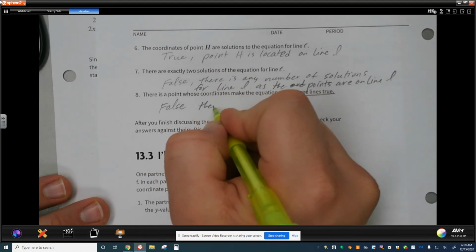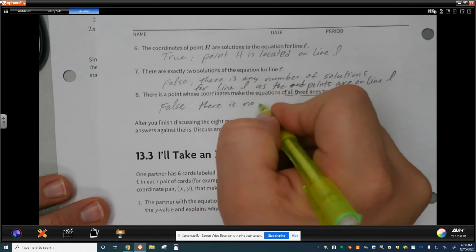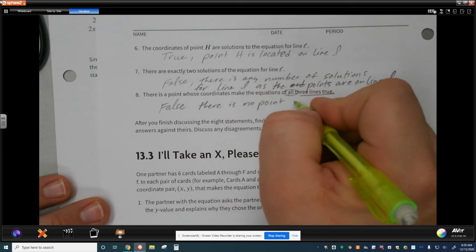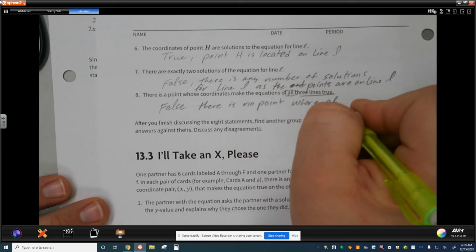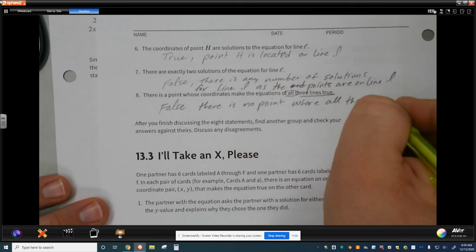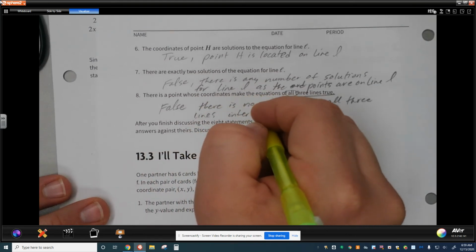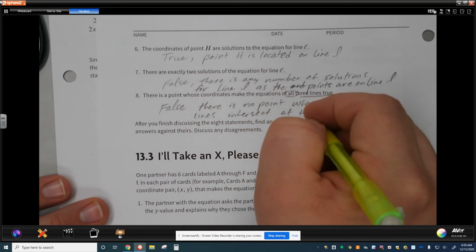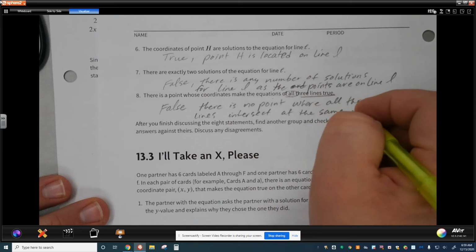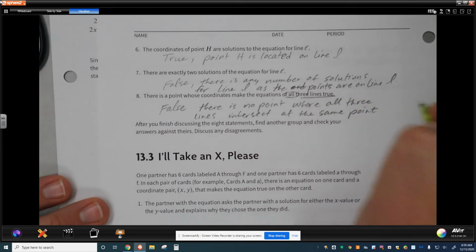There is no point where all three lines intersect at the same time or at the same point. All right.